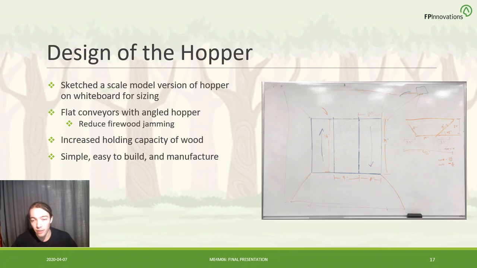Moving on to the design of the hopper. The purpose of the hopper is to catch the firewood that gets deposited off of the conveyor coming up from the truck. So we wanted to be able to hold a large amount of firewood, but not too much. So we had to decide on how large to build this.